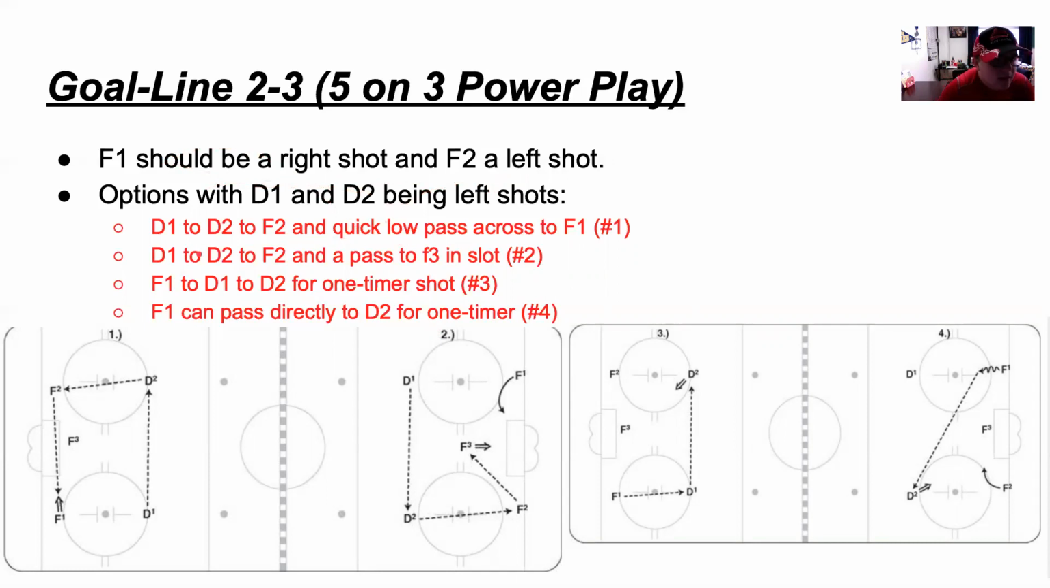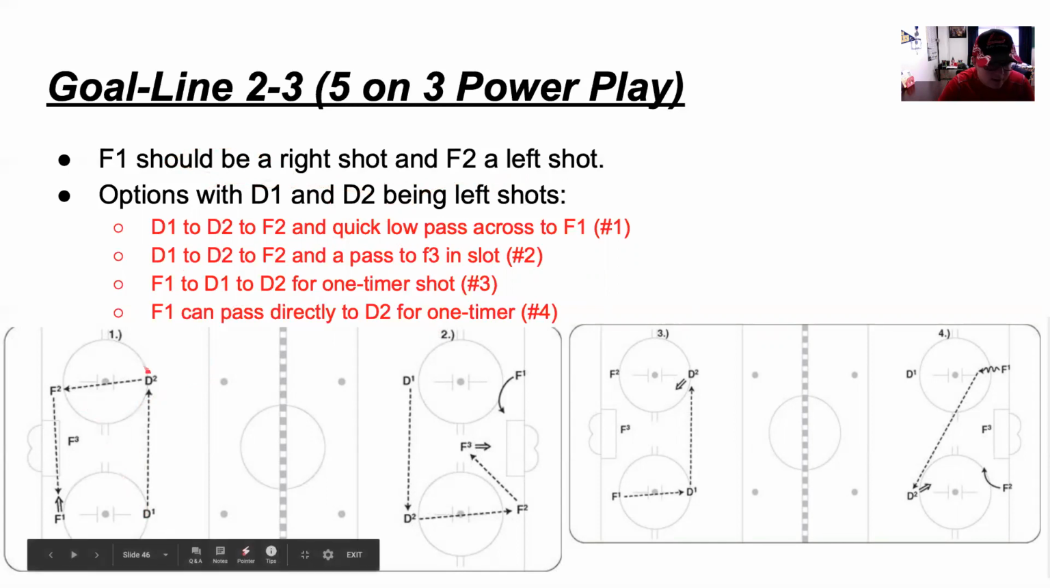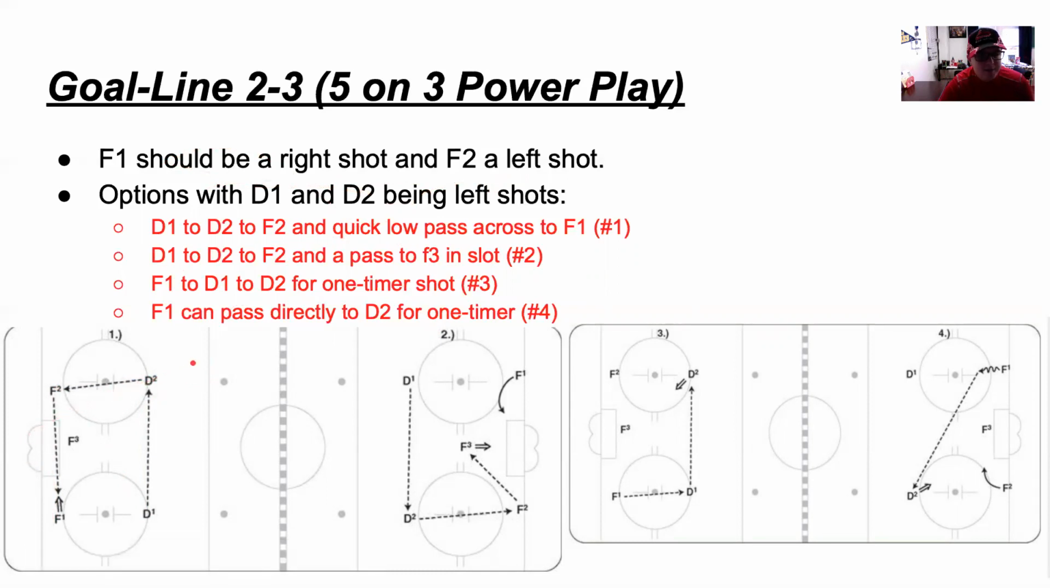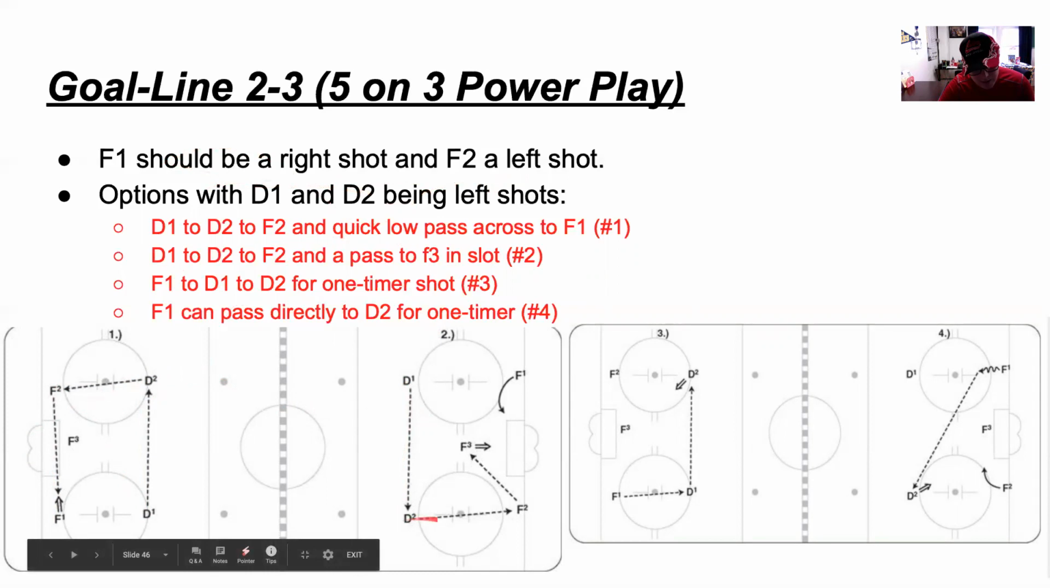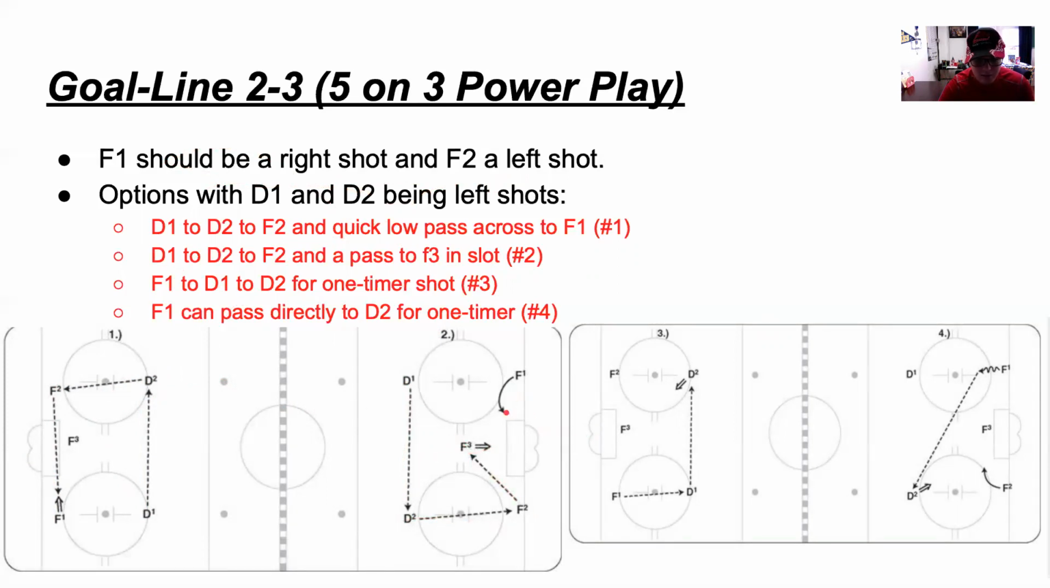So first one, D1 to D2 to F2 and a quick low pass across to F1. So D1 makes a pass to D2, who will make a pass to F2, and then F2 will make a low pass to F1. F1 will one-time that in. Okay, the second option, D1 to D2 to F2 and pass to F3 in the slot. So D1 makes a pass here, then pass to F2, and then back to F3, who's in the slot, one-time it. Okay, and F1's there for a rebound.